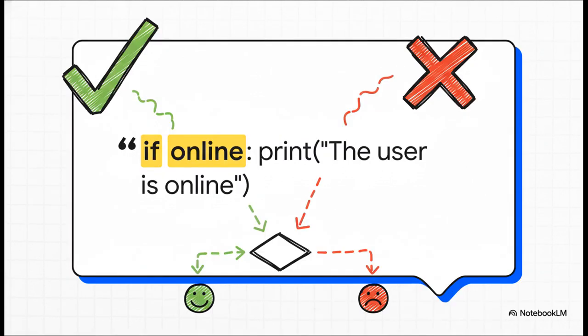And this is a really slick shortcut. A variable that can only be true or false is called a Boolean. Since an if statement is just looking for a true or false answer anyway, you can use a Boolean variable directly. Just writing if online is the exact same thing as writing if online equals true. It's cleaner, it's faster to type, and it's what you'll see all the time in professional Python code.